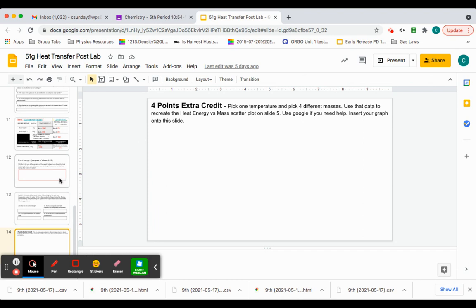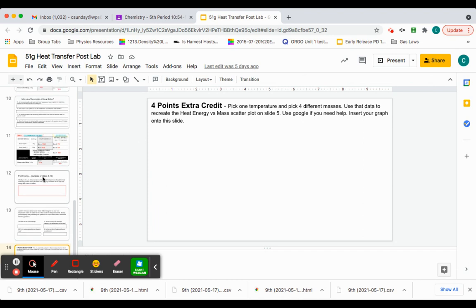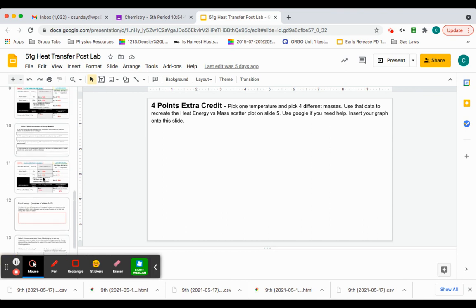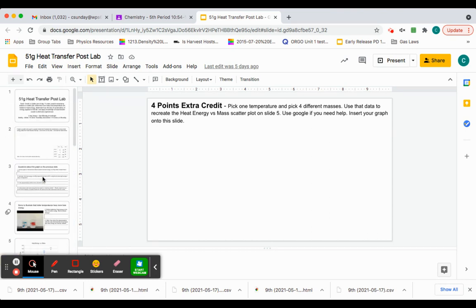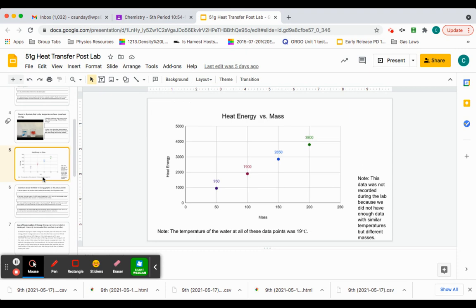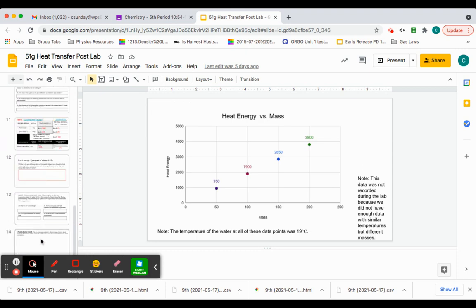If you don't, leave it blank. But it is making another scatter plot. And this time what you are doing is recreating the scatter plot from slide 5. So I gave you this one. You have to recreate it.